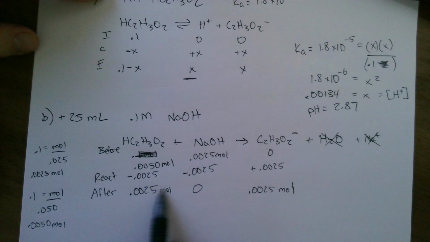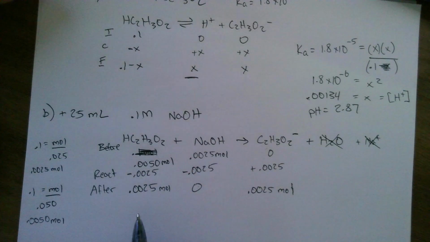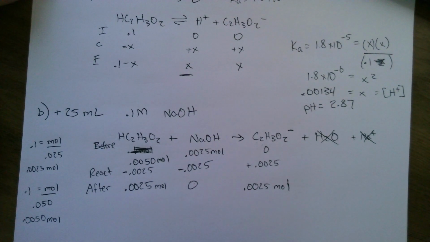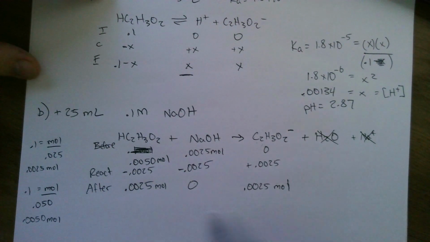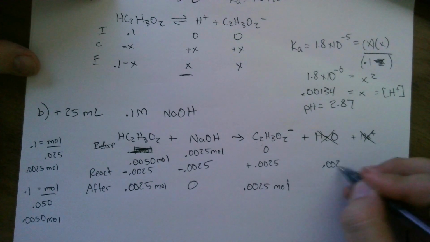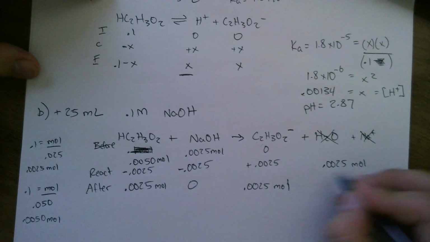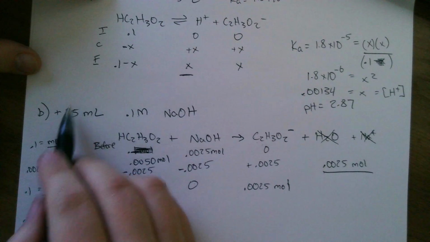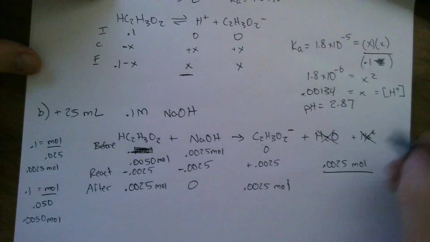I have equal amounts of this and this. We're going to calculate the pH of this buffer real quick. We're going to take these moles, 0.0025 moles, and turn it into molarity by dividing by my total liters, 25 plus 50 that I started with.